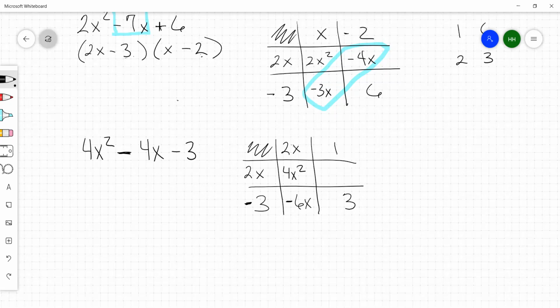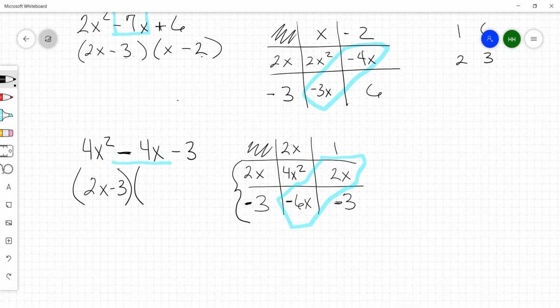And now I got a 2x times a 1, and that's a 2x. And if we combine these two, negative 6x plus 2x, there's your negative 4x. Negative 3 times 1 is the negative 3. And 2x times 2x is 4x squared. So here's one of your factors, 2x minus 3. Here's the other factor, 2x plus 1.